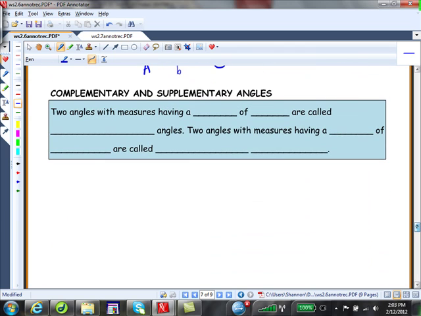Complementary and supplementary angles. Two angles with measures having a sum of 90 degrees are called complementary angles. Two angles with measures having a sum of 180 degrees are called supplementary angles.